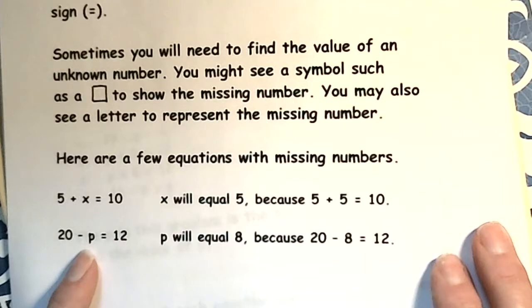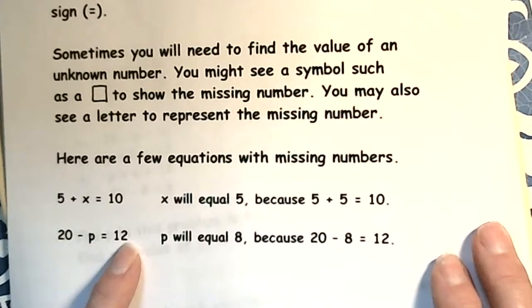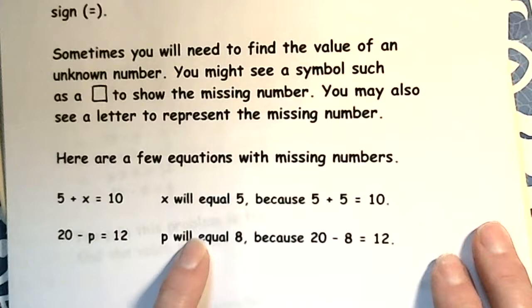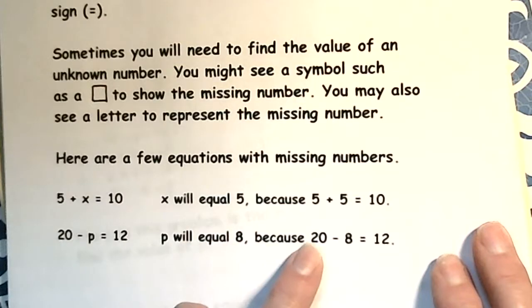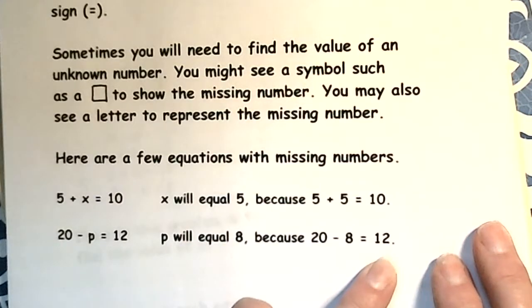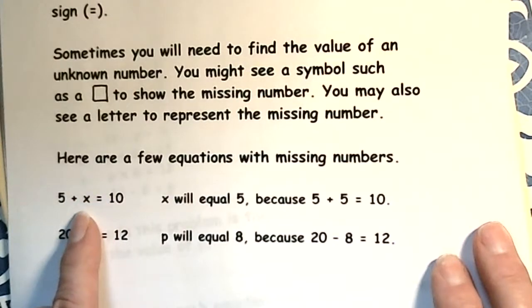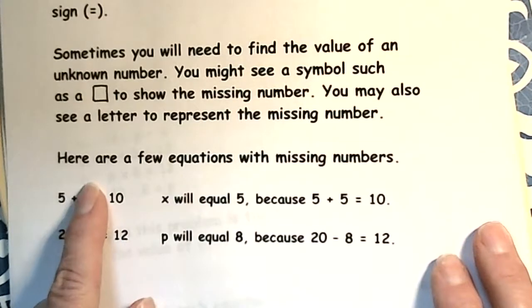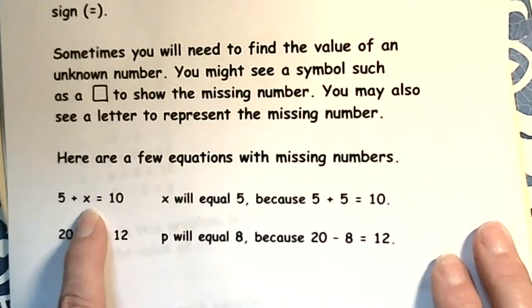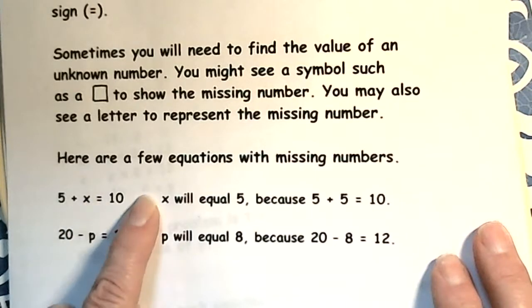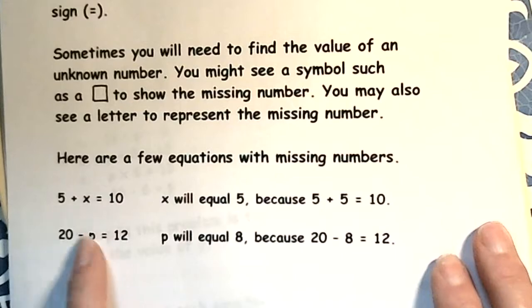20 minus p, again, it doesn't matter the letter. They're just asking you to find the missing number. 20 minus what will give you 12? Well, p will equal 8 because 20 minus 8 equals 12. So again, this letter could be any letter. They could put a box, they could put a question mark. It just means find the number that should go there to make this equation true.